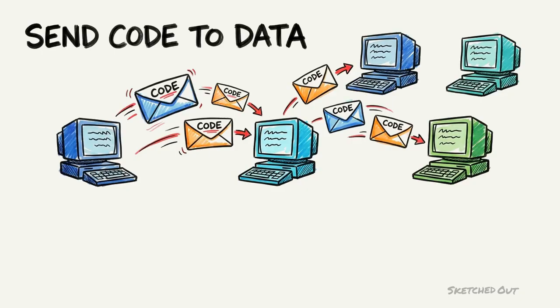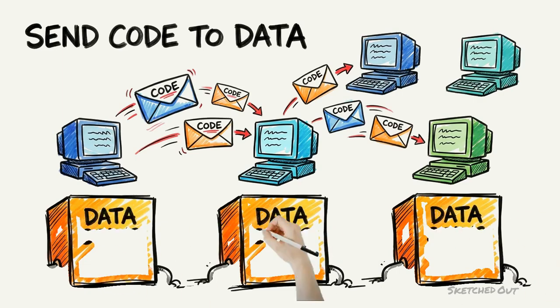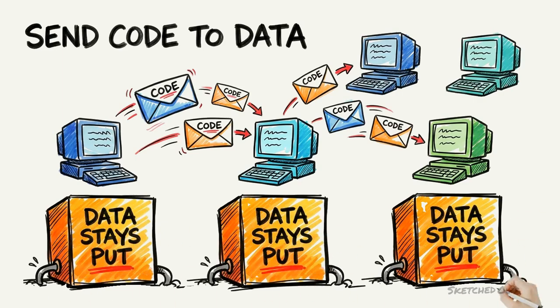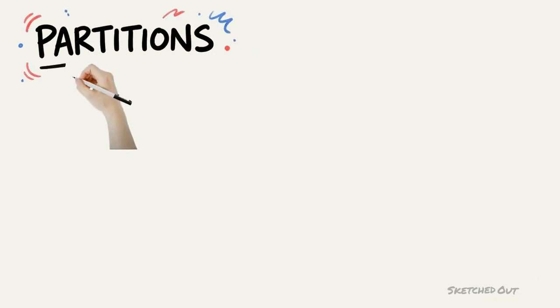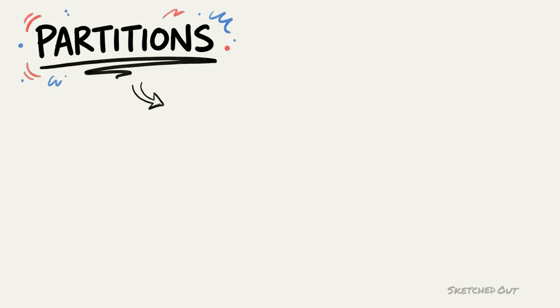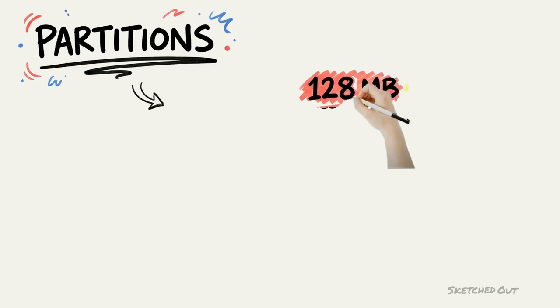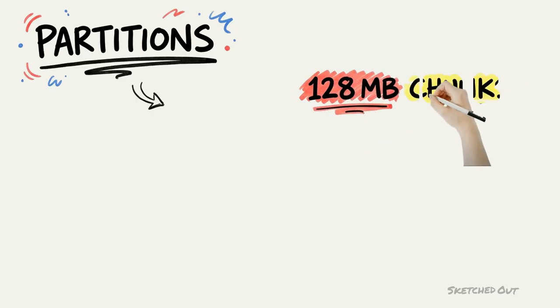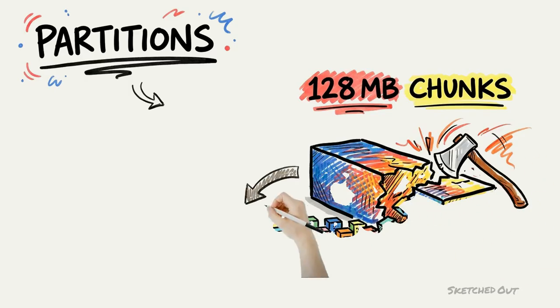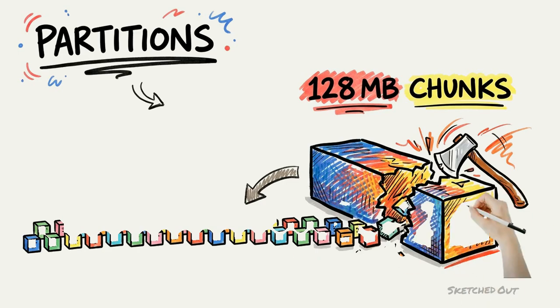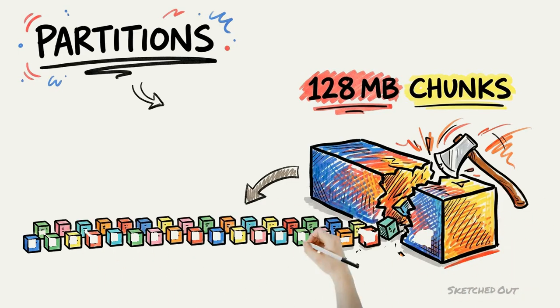Tiny envelope labeled Your Code, a few kilobytes, being posted out to many machines, each sitting on a large block of data labeled Stays Put. For that to work, the data has to be broken into pieces. Spark calls those pieces partitions, and when it reads files, it chops them into chunks of a size you configure. We will use 128 megabytes throughout this series, a common setting, but treat every number here as our setup rather than a universal truth. 400 gigabytes cut into chunks that size gives you roughly 3,200 partitions, not files, not rows. Partitions.